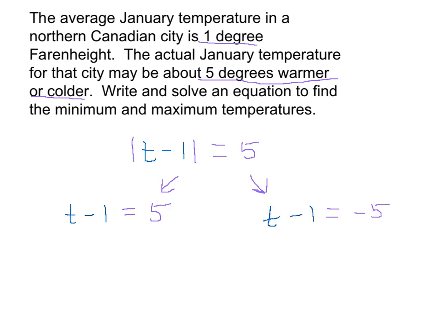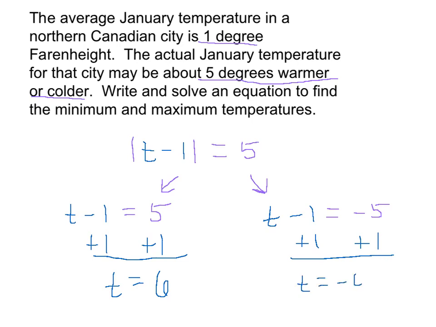And the reason why we're subtracting the average is when we get down to this part where we split the equations up to solve, we're technically adding a positive degree to both sides. So T equals 6 is the maximum temperature. T equals negative 4 degrees is the minimum temperature. So we have to subtract this value because we're going to end up adding it to the 5 degrees warmer and the 5 degrees cooler.